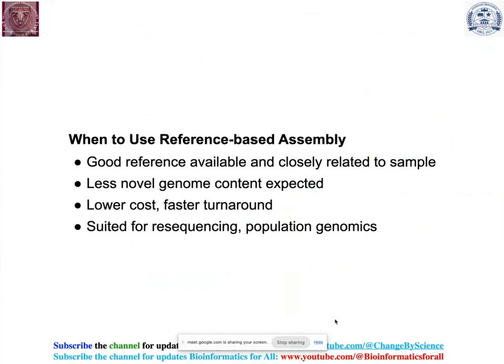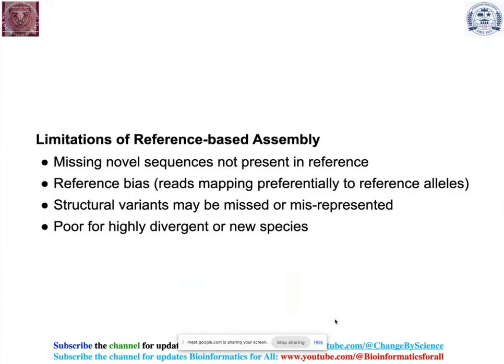Then in reference-based assembly, less novel genome content is expected, lower cost, faster turnaround, and suited for resequencing and population genomics. Now, what are the limitations of reference-based genome assembly? Missing novel sequences not present in the reference, reference bias, structural variants may be missed or misrepresented, poor for highly divergent or new species, of course.